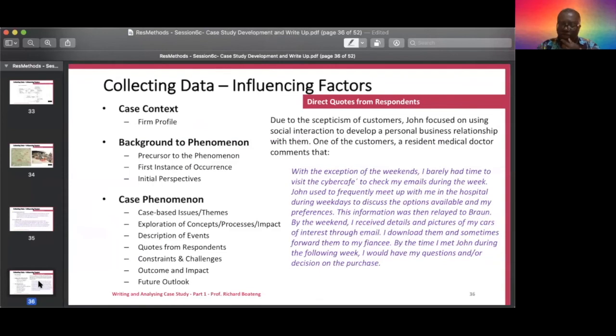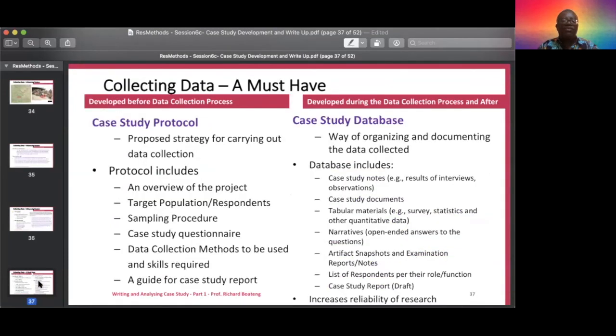Okay. So we have different things that influence that. The direct quotes from consumers and from the respondents. We have got the research models and we have got the different aspects of the research questions that we have, the research framework that we have, all of these things, and even the skills of the researcher can influence the type of case study you are doing and how you do your case study well. Then I mentioned earlier that to be able to do a good case study, you need what we call the case study protocol. The case study protocol will include the proposed strategy for collecting the data, and then we are almost running up.